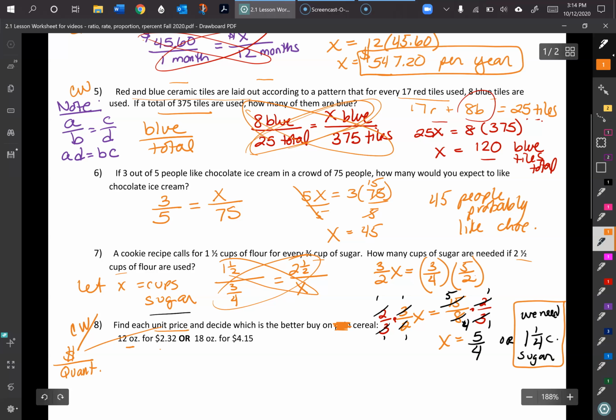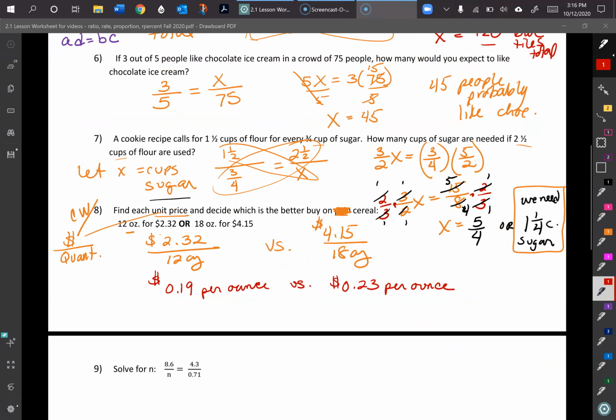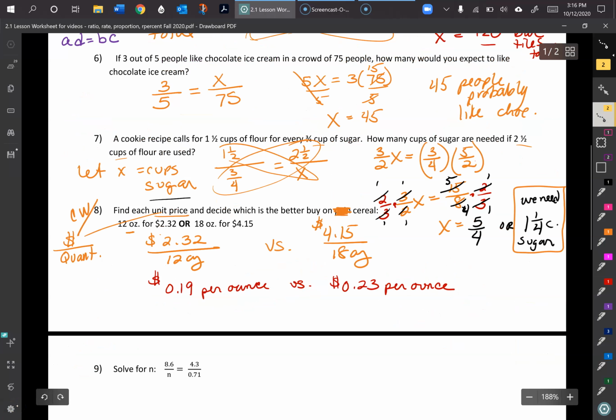So just ignore that. When we make these calculations, we get the first box is 19 cents per ounce and the other one is 23 cents per ounce. Because sometimes they try to say, well, you buy in bulk and you're going to get a better deal. But this one is actually lower, the first one. So that would be the better deal.